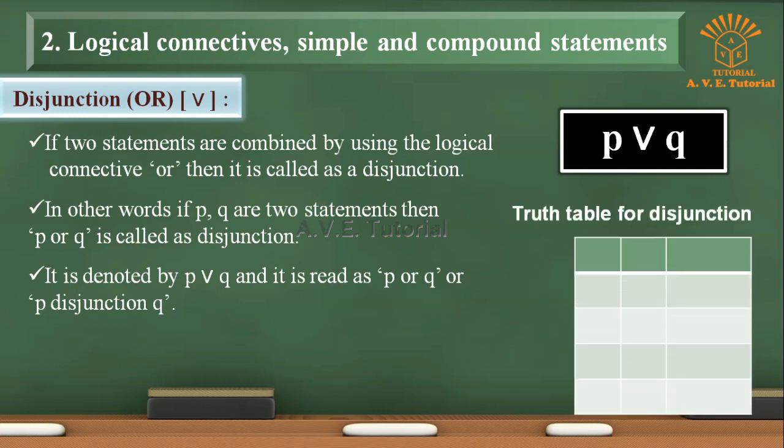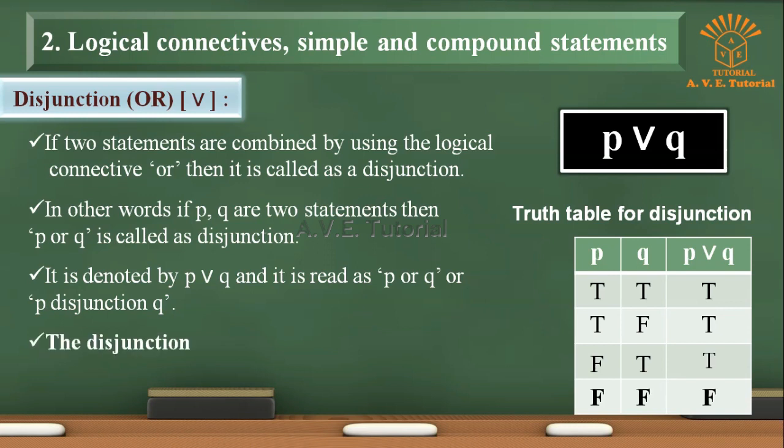Truth table for disjunction. First row, P, Q, P or Q. Second row, T, T, T. Third row, T, F, T. Fourth row, F, T, T. Fifth row, F, F, F. The disjunction P or Q is false if and only if both P and Q are false.